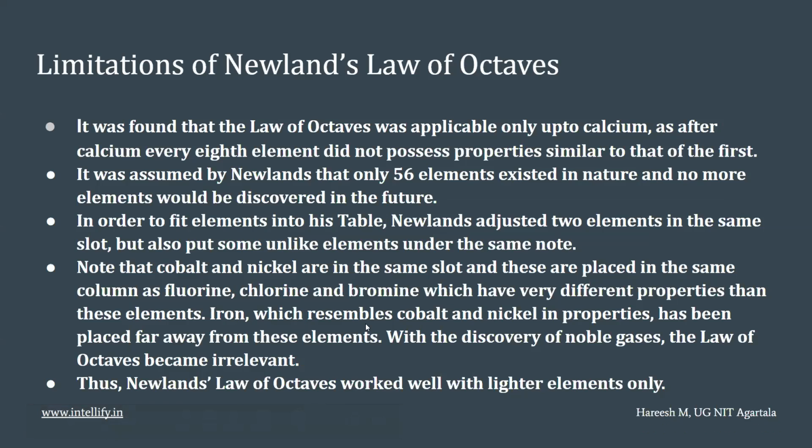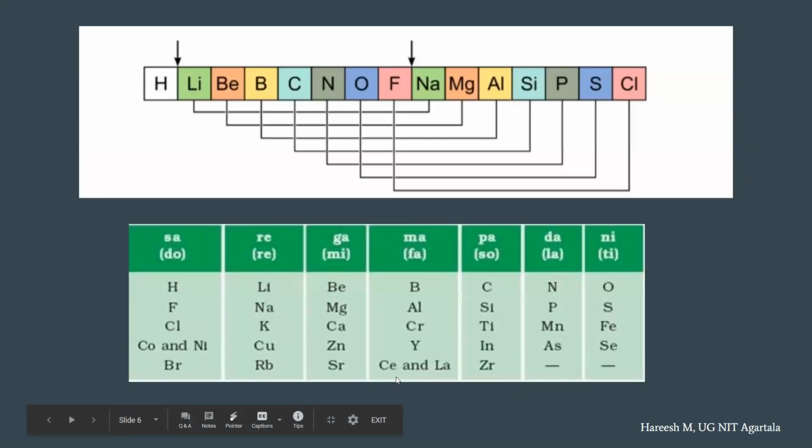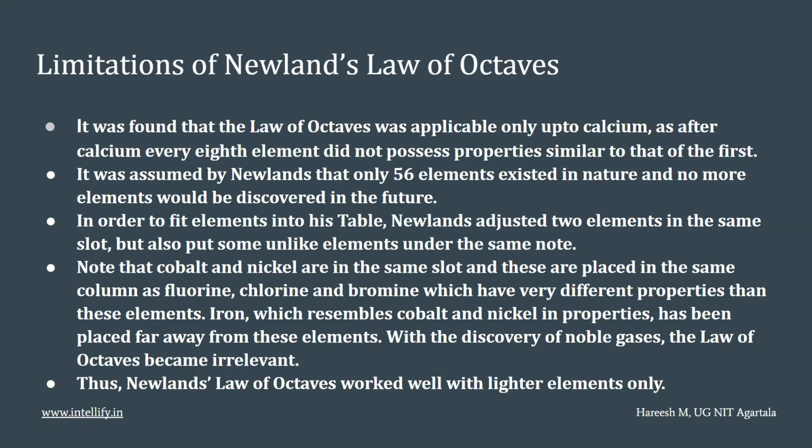And iron, which resembles cobalt and nickel in properties, has been placed far away from these elements. For example, where is iron? Can you find iron? Yeah, it's here. So iron has been placed very far from cobalt and nickel, even though these three possess the same or similar properties. This was another major limitation in Newland's law of octaves.